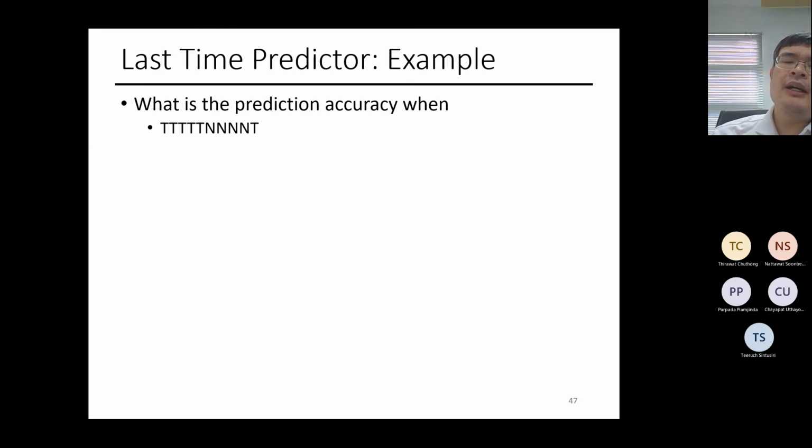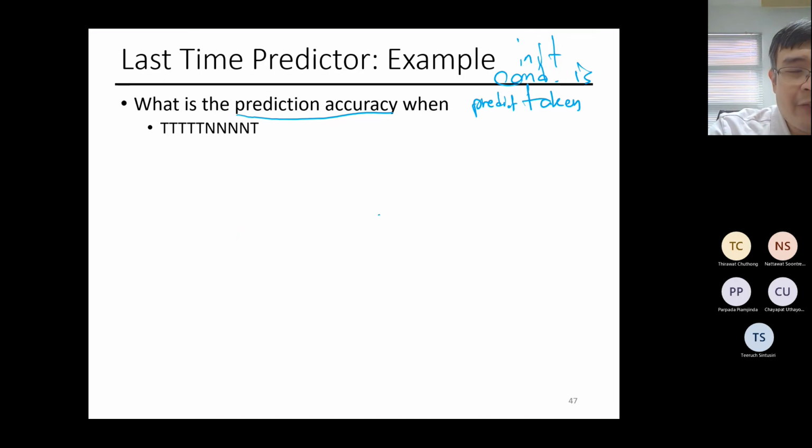Let's say I have a code where I'm stuck in a loop and if-else, and the result of the loop and if-else combination is taken, taken, taken, taken, taken, not taken, not taken, not taken, not taken, not taken, and taken. In that case, what's my prediction accuracy if I use the last time predictor? And let's assume the initial condition is taken. I'm gonna predict taken the first time I run the program.